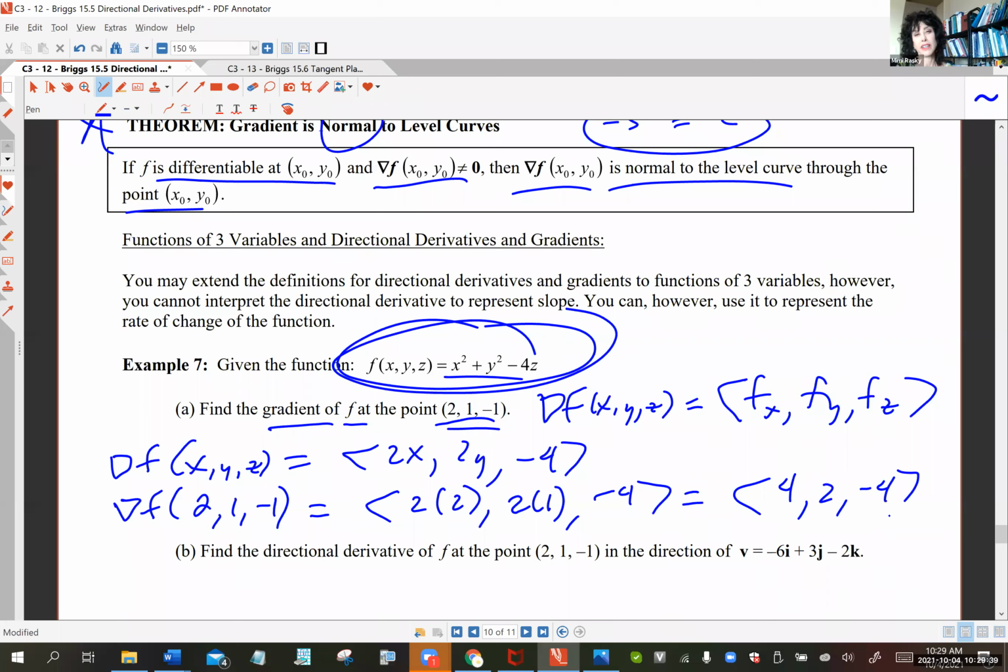So what's the meaning of that? Well, if you were a fly flying around your room and you were located at the point (2, 1, -1), and if this function did represent temperature, and let's say the fly wanted to get warmer, if the fly would go in the direction of the gradient, then the fly would increase his temperature. That's all.